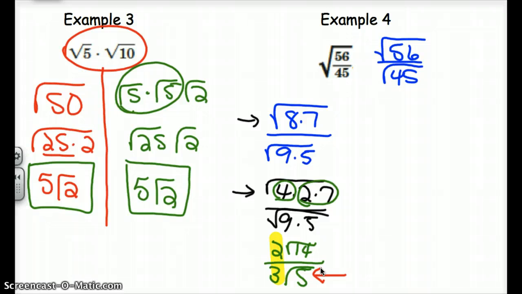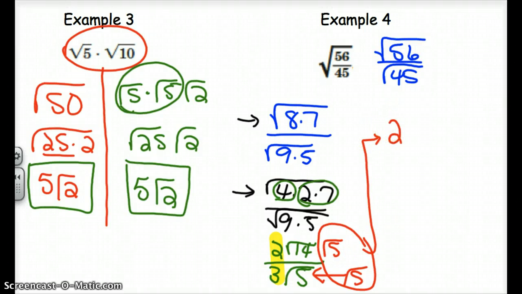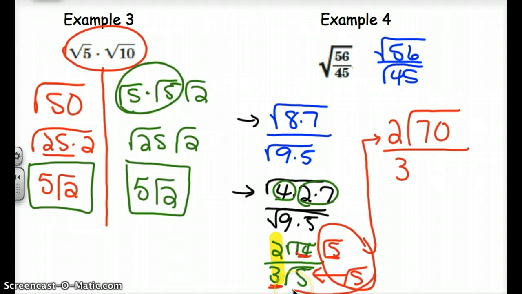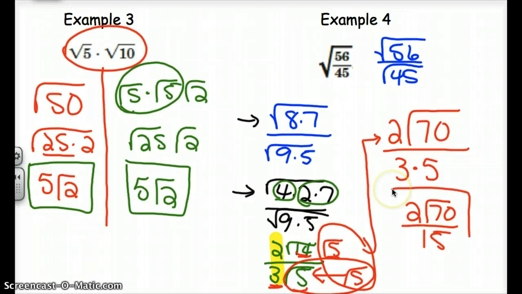You need to move that root to the top. So to get the root to the top, you multiply it by itself. This is 1. Root 5 over root 5 is 1. That's why I'm doing that. All right, so now on the top, I've got 2, and I've got root 14 and root 5. When I multiply root 14 and root 5, I get root 70. On the bottom, I still have my 3. Root 5 times root 5 is 25. Square root of 25 is 5. So now I have 2 root 70 over 15.